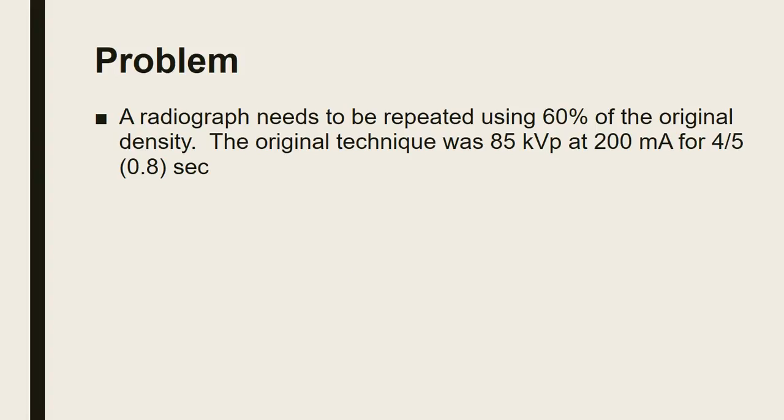Here's a problem. A radiograph needs to be repeated using 60% of the original density. The original technique was 85 kV, 200 mA for 4/5 seconds. We got a lot of things going on. What I went ahead and did is give you the 0.8 for 4/5. 4 divided by 5, that's your answer for just that part of the question.